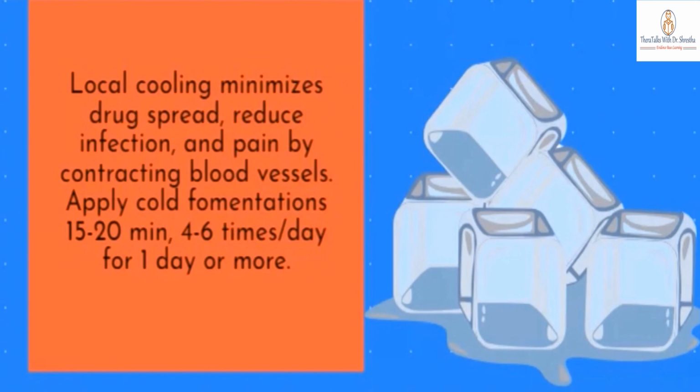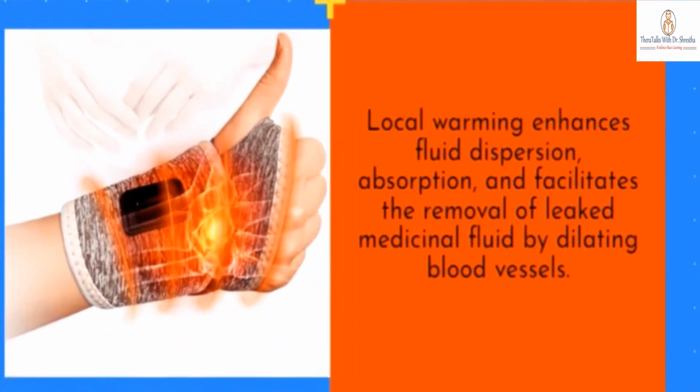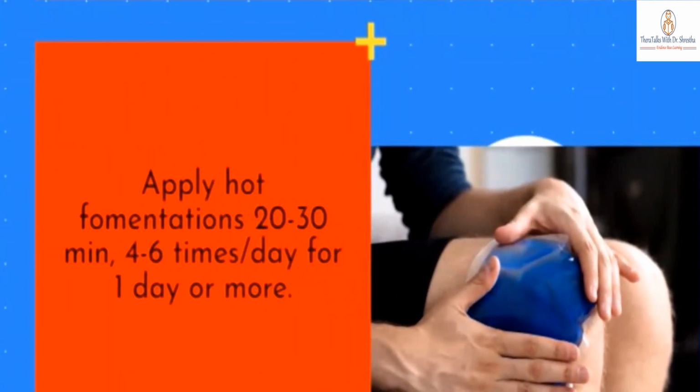Local cooling minimizes drug spread, reduces infection, and pain by contracting blood vessels. Apply cold fomentations 15 to 20 minutes, 4 to 6 times per day for 1 day or more. Local warming enhances fluid dispersion, absorption, and facilitates the removal of leaked medicinal fluid by dilating blood vessels. Apply hot fomentations 20 to 30 minutes, 4 to 6 times per day for 1 day or more.